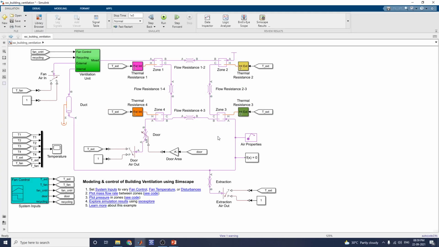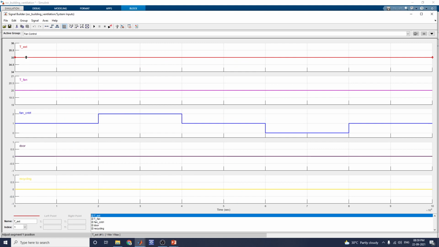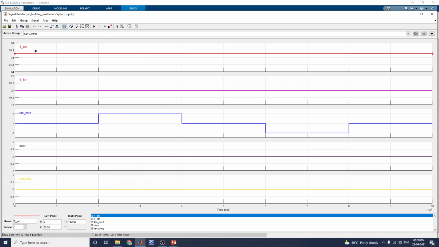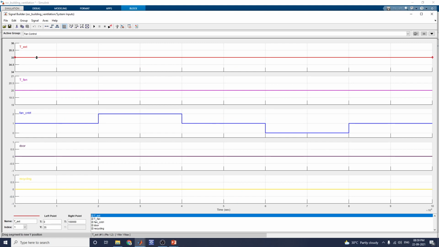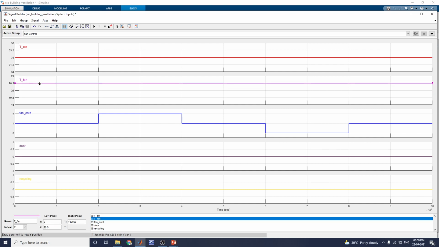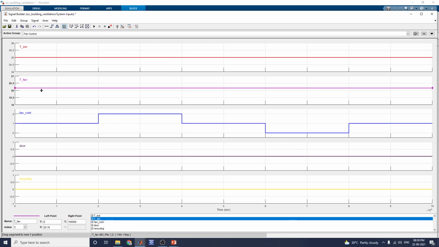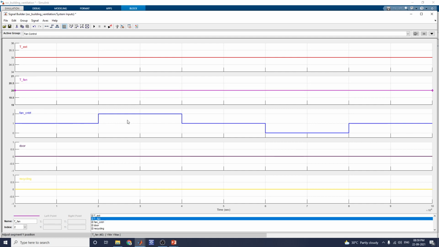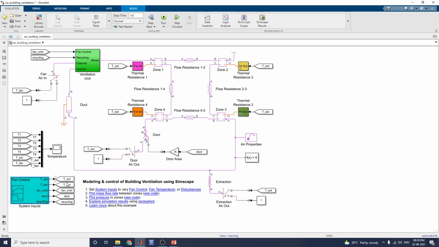This is a simulation MATLAB Simulink file. Here by using the system inputs, you can set the inputs using the signal builder. Normally the external temperature is set to 35 and the fan temperature set to 20. Here also by trial and error or for analysis purposes, you can change them. I leave it as default value. Here fan control value also you can change. These are signal builder, using the signal input blocks.